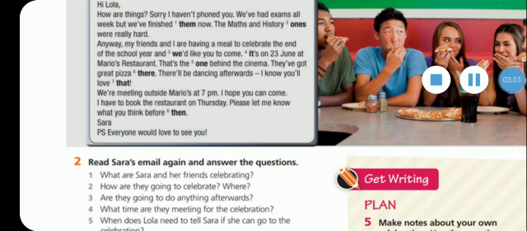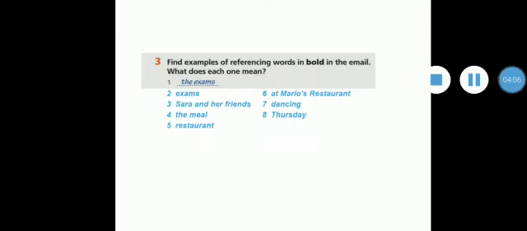And the last one then, I have to book the restaurant on Thursday. Please let me know what you think before then. Before then, it means before Thursday, and we use it to refer to time. Here are the answers for the referencing words in the email.